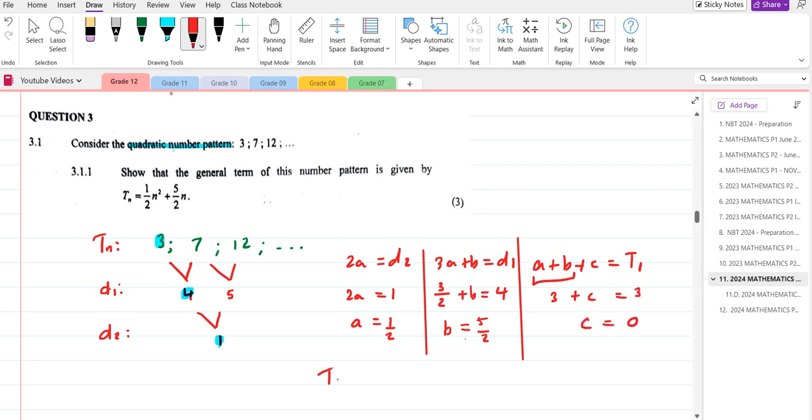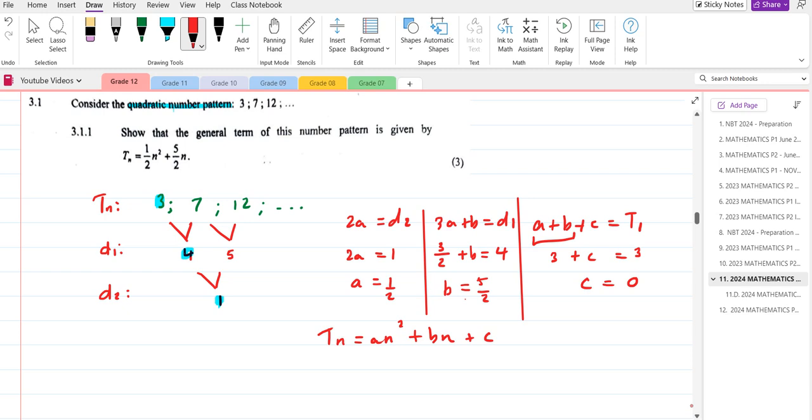So remember your Tn formula, an squared plus bn plus c. So what do we have? A is half and b is 5 over 2n. So it's proved. Right, moving on to the next question.